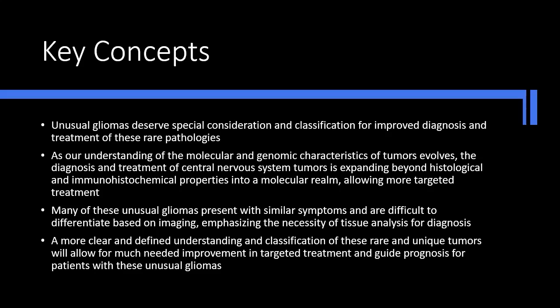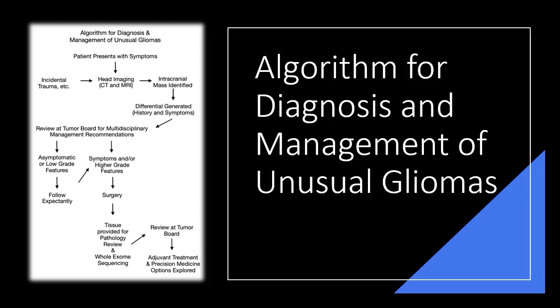A more clear and defined understanding and classification of these rare and unique tumors will allow for much-needed improvement in targeted treatment and guide prognosis for patients with these unusual gliomas. First, we will discuss the algorithm used for the diagnosis and management of unusual gliomas.